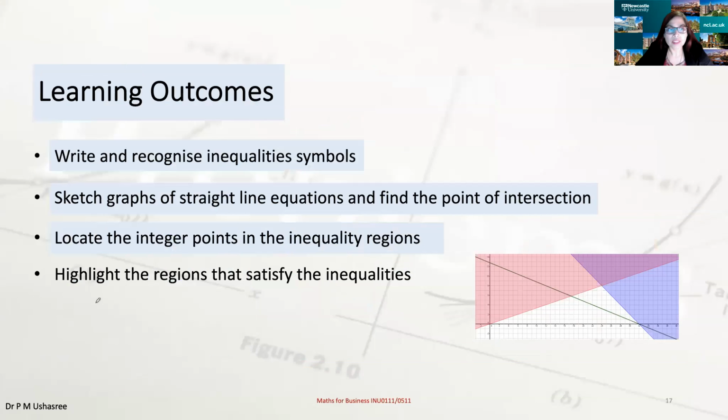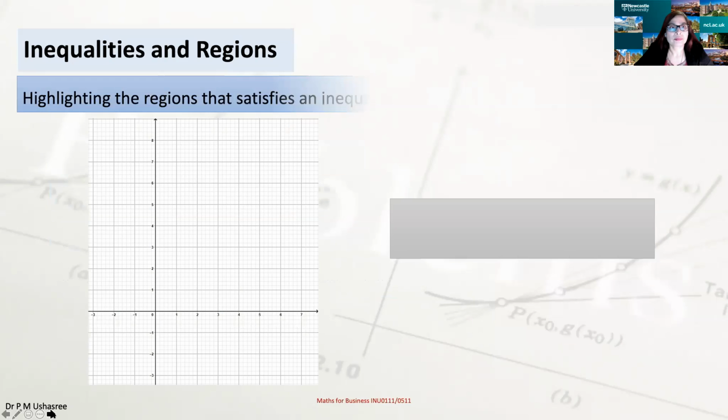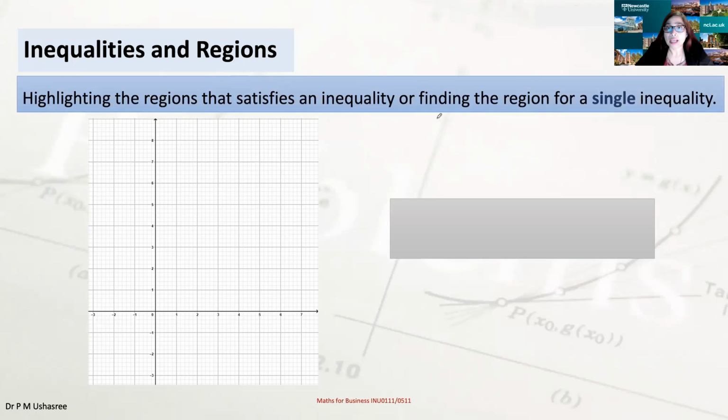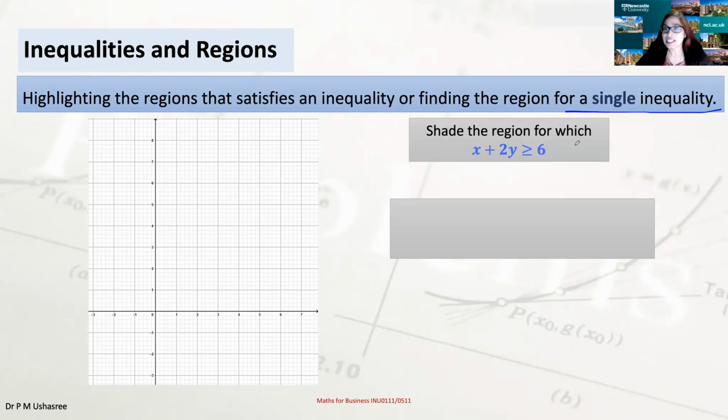Now let's see how to highlight the regions that satisfy the inequalities. How do we do that? Or I can also say that this is a way to find the region for a single inequality, because we're going to solve with one inequality first. So let's consider this: shade the region for which x + 2y is greater than or equal to 6. How do we do that?